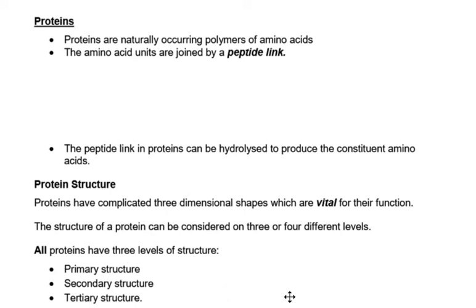This video is going to look at the structure of proteins. Proteins are naturally occurring condensation polymers made up of amino acid monomers. Amino acids are molecules that contain an amine group and a carboxylic acid group. And the amino acids are joined by what the biologists call a peptide link.